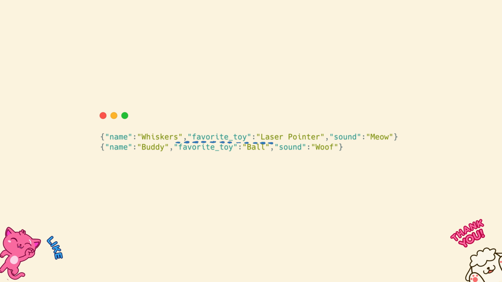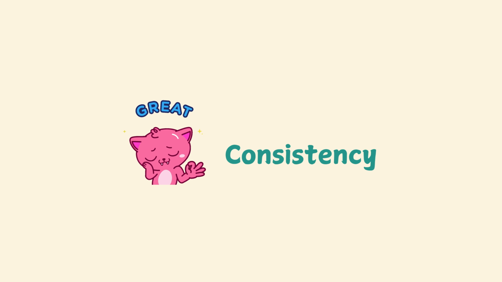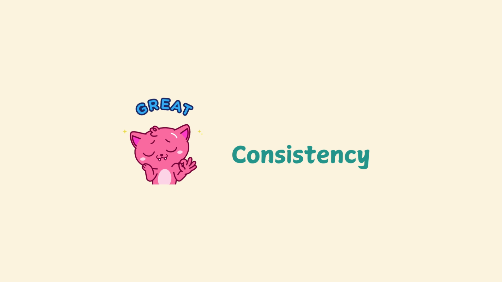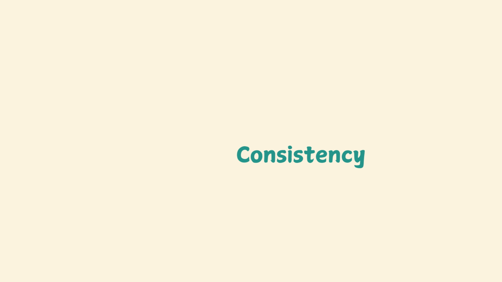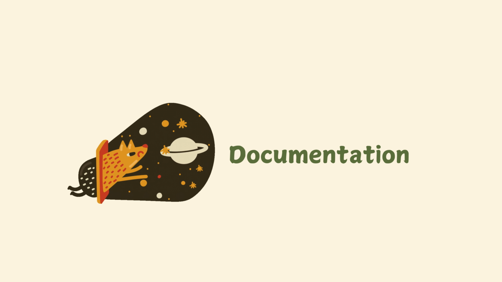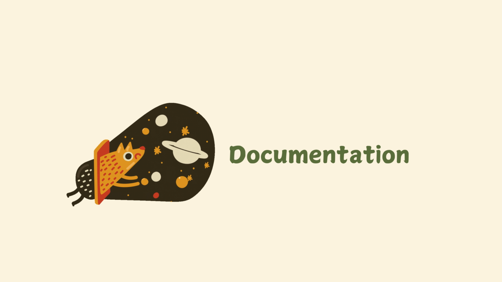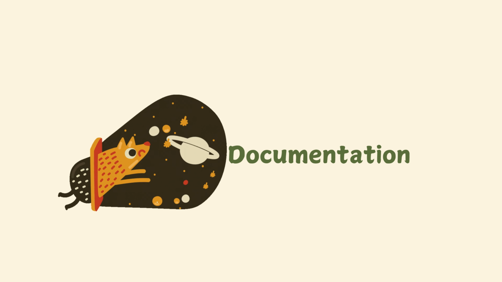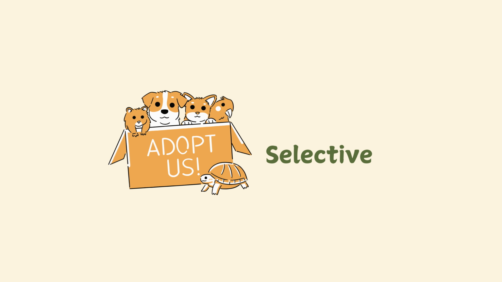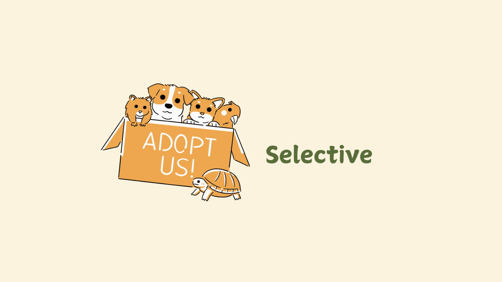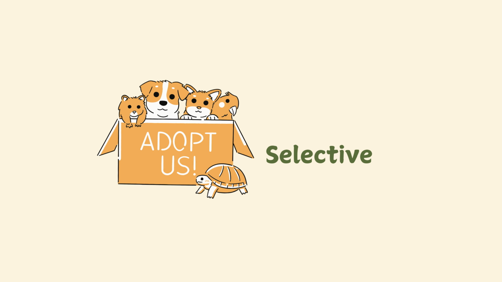Here are some quick tips when using struct tags. Consistency: always use consistent naming conventions in your struct tags. Document your tags: if you're working with a team, document how you use tags to avoid confusion. Use only when necessary: don't overuse tags. Use them when they make your output cleaner or more readable.